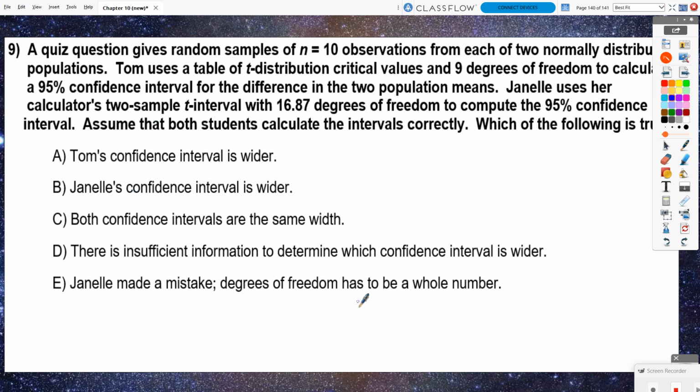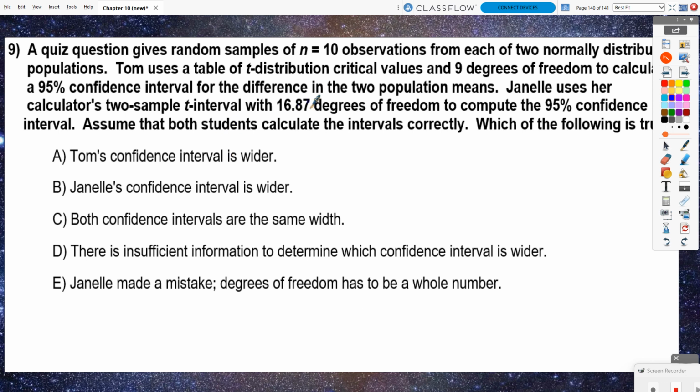Number 9, a quiz question gives random samples of 10 observations from each of two normally distributed populations. Tom uses a table of t-distribution critical values and 9 degrees of freedom. Why 9 degrees of freedom? Sample size minus 1. For the difference in the two population means. Janelle uses her calculator's two-sample t-interval with 16.87 degrees of freedom to compute the 95% confidence interval. Assume that both students calculate the intervals correctly. Which of the following is true?